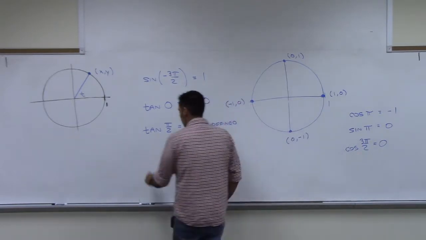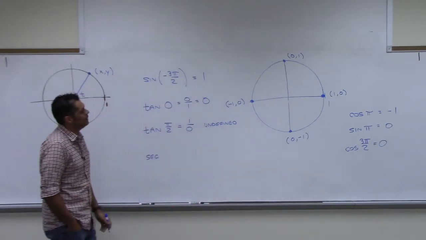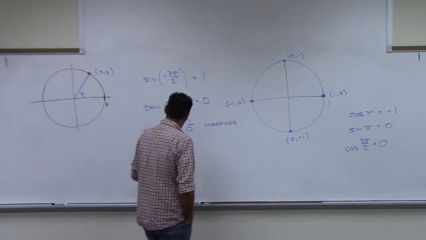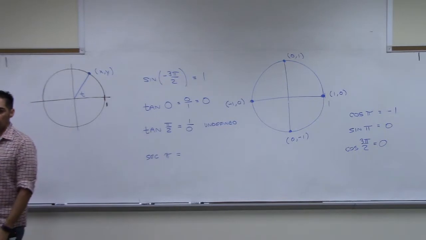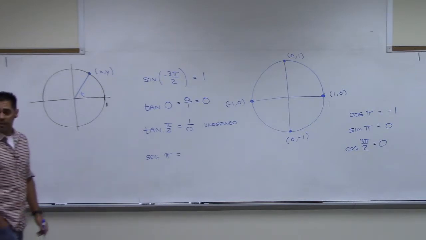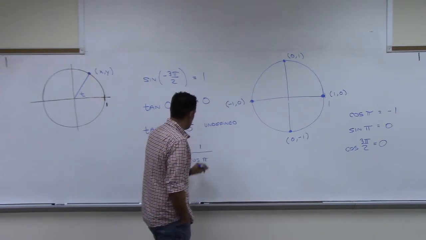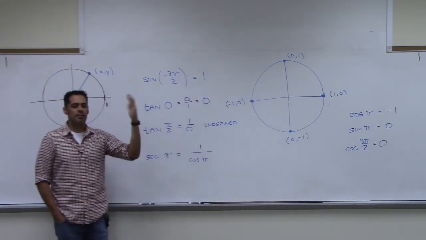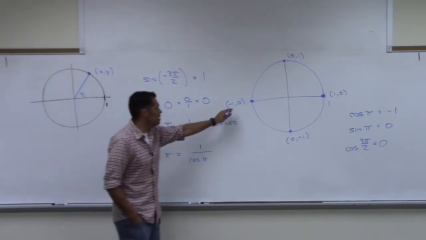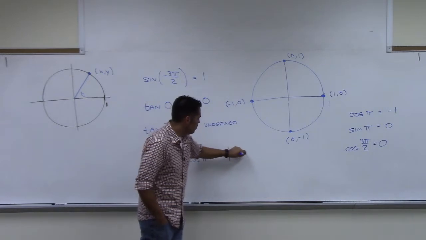How about secant of pi? What's the definition of secant? 1 over cosine. So this is the same as 1 over cosine of pi, isn't it? Cosine of pi, you're going to rotate through pi and grab your x-coordinate because it's cosine. The x-coordinate at pi is -1, isn't it? So this is going to be 1 over -1, which is -1.